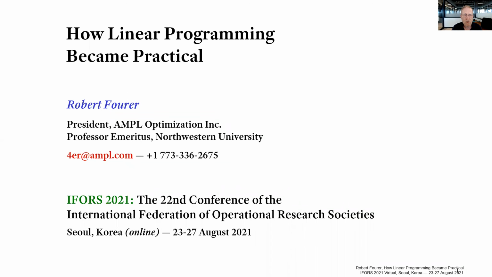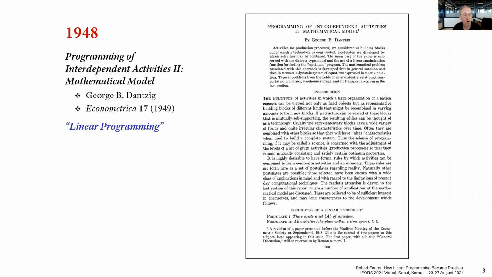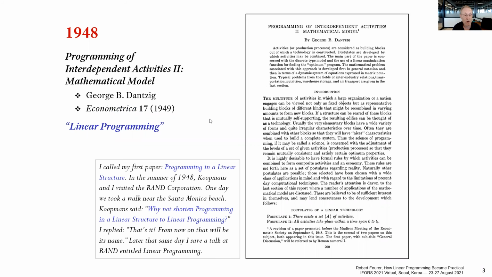This presentation was originally scheduled for a session on the history of operations research. The story of how linear programming became practical starts in 1948 with this paper by George Dantzig. As far as I know, this is the first place where the term linear programming appeared in print. Dantzig had originally called it programming in a linear structure.